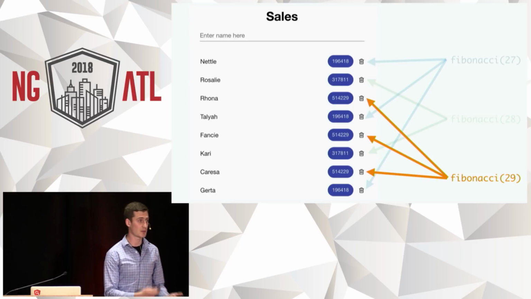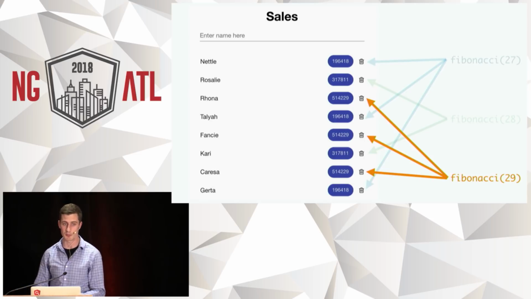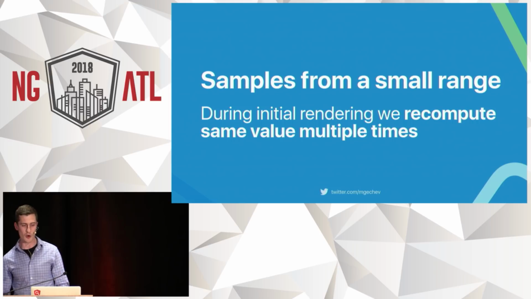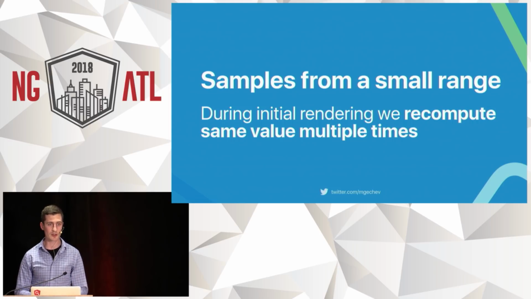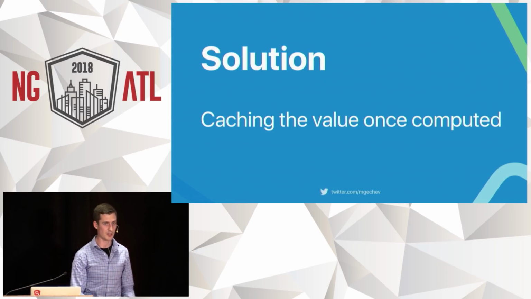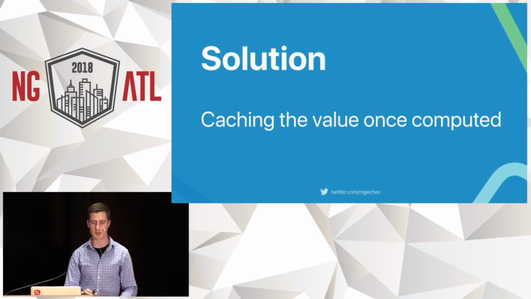In my specific case, in my business application, I was invoking my business-specific, domain-specific calculation for pretty much the same values all over again. So we have samples from a very small range. And during the initial rendering, we're basically recomputing the same value all over again. An obvious solution is, of course, to apply caching. So once the value has been computed, we're just putting it into the cache. And the next time, instead of recomputing it, we're getting it from the cache and just returning it.